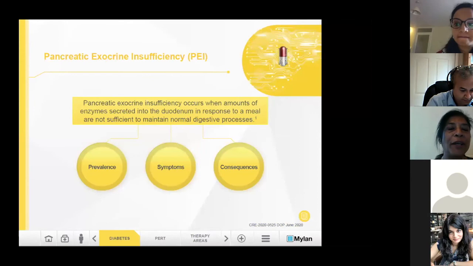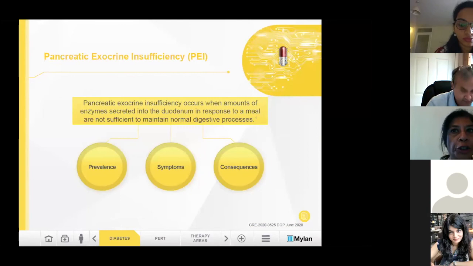So pancreatic atrophy, fibrosis, and loss of acinar cells lead to a reduction in the exocrine secretion of digestive enzymes, which leads to PEI in all types of diabetes patients. And PEI occurs when the pancreas does not produce enough digestive enzymes, or when an insufficient amount of enzymes are secreted into the duodenum. And this results in malabsorption and malnutrition.